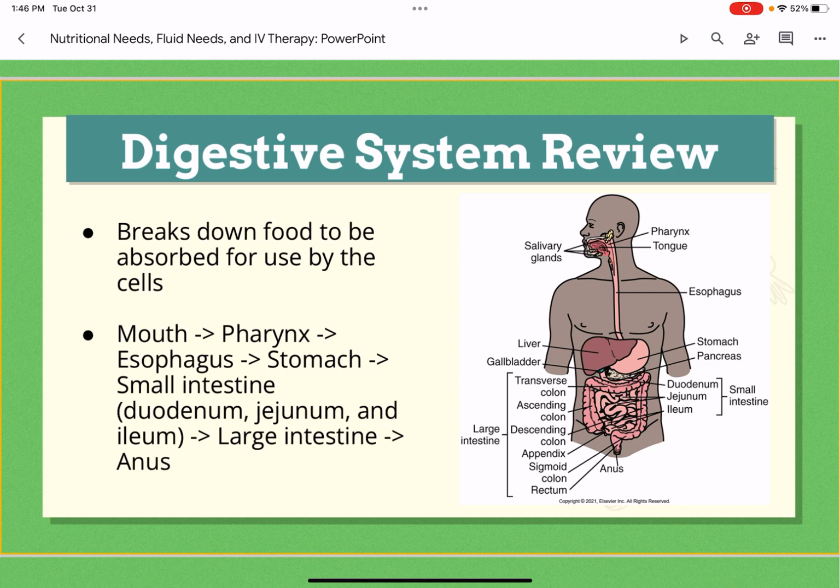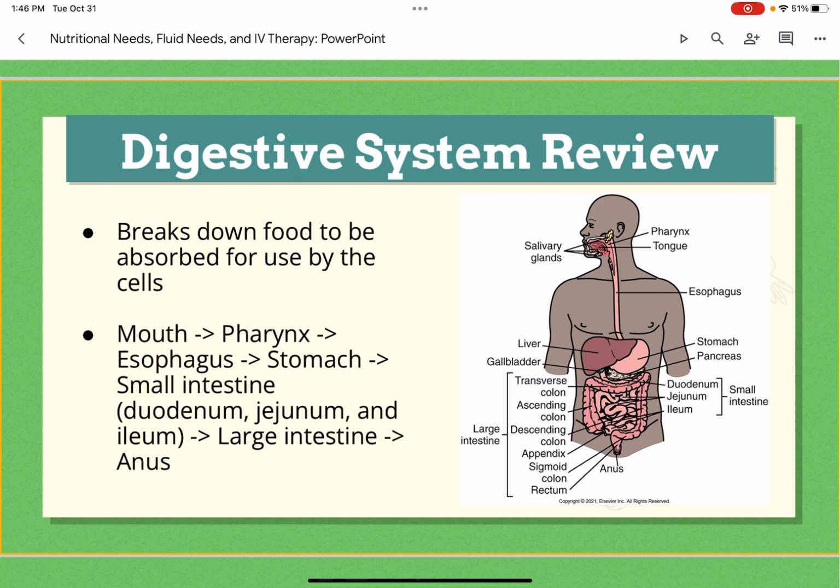Taste buds on the tongue sense sweet, sour, bitter, and salty tastes. Salivary glands in the mouth secrete saliva, which moistens food to aid in swallowing. Saliva begins the process of digestion. During swallowing, the tongue pushes food into the pharynx or throat.